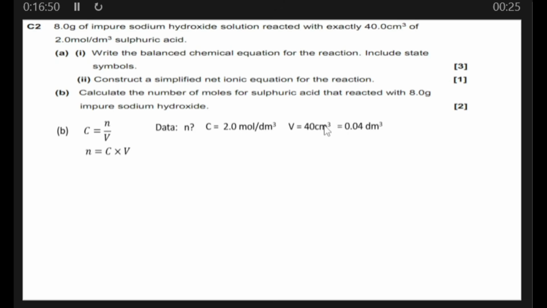Next we'll substitute. Where there's concentration here, we'll put 2.0. Where there's volume, we'll put this. So number of moles is equal to 2.0 times 0.04. So number of moles is equal to this times this, which gives 0.08 mole. So this is the number of moles of sulfuric acid that reacted with 8.0 grams impure sodium hydroxide. So we have found the answer.